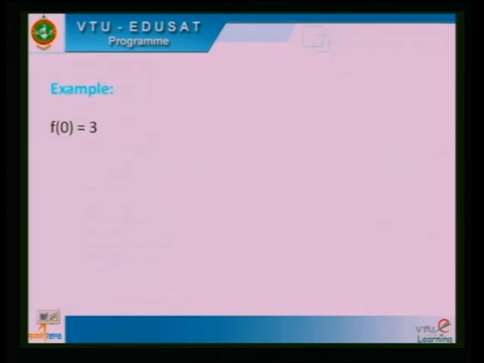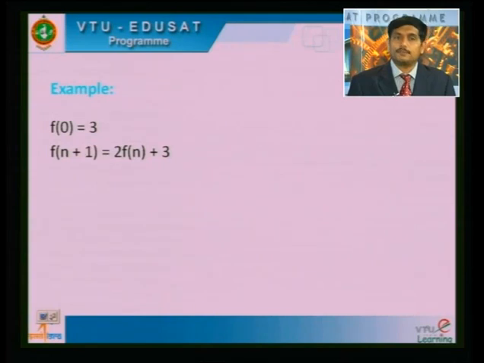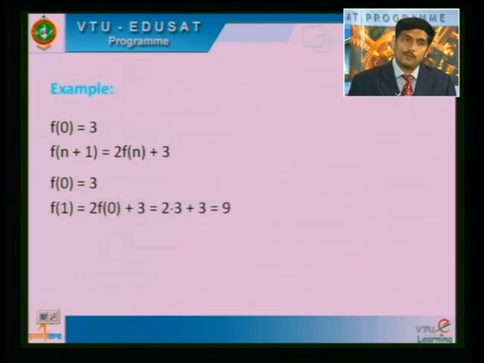If you put f(0) equals 3, and f(n+1) equals 2 times f(n) plus 3, then f(0) is equal to 3. Then f(1) becomes 2 times f(0) plus 3, so you get 2 times 3 plus 3, that is 6 plus 3, which becomes 9.